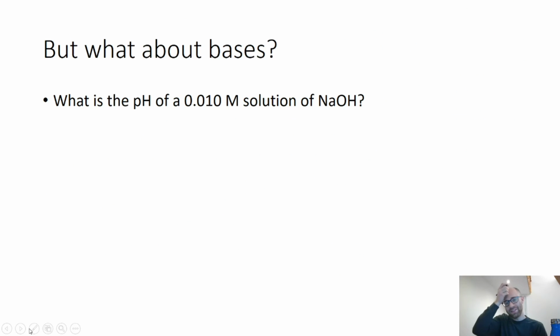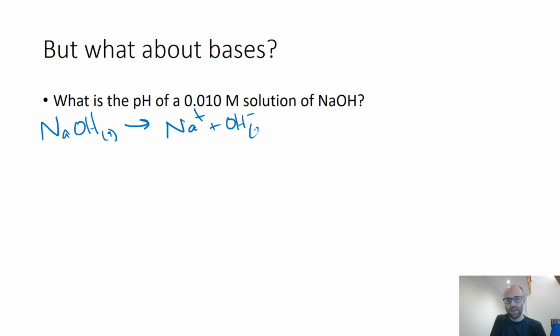Now, if we wanted to figure out the pH of a base, this seems a little bit counterintuitive because we know that sodium hydroxide will dissolve to make Na plus and OH minus. If we wanted to figure out the pH, how do we figure out the pH when there's no H? I don't see any H's, I see hydroxides, but I don't see any H pluses.